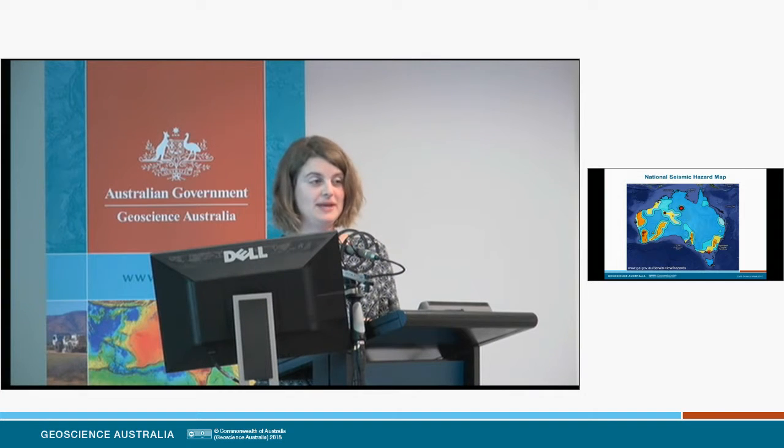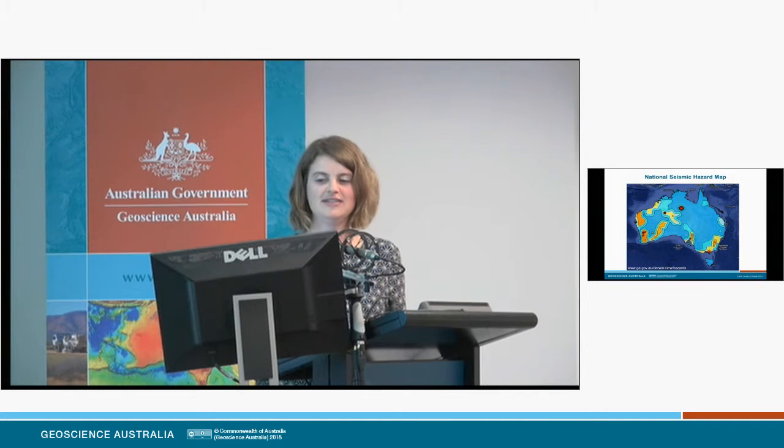This is the National Seismic Hazard Map, which is produced based on historic earthquake activity, based on geological terrain, so whether it's cratonic, non-cratonic or extended continental crust, and based on ground shaking models as well. So this map is updated about every 5 years, and with the recent earthquakes in southeast Queensland, I'm imagining that this area might change a little bit with the next model, but we'll wait and see.